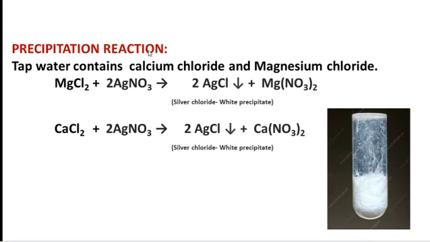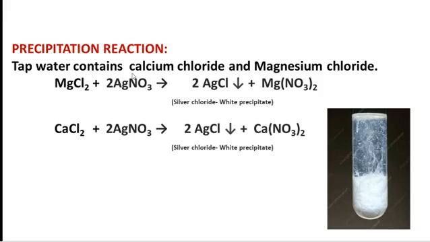A precipitation reaction. Tap water contains calcium chloride, CaCl2, and magnesium chloride, MgCl2. Both calcium chloride and magnesium chloride reacted with silver nitrate. What is the product? What do you observe in the test tube? This is the precipitate, silver chloride. A precipitate is formed. The downward arrow mark indicates a precipitate is formed. This is the formation of silver chloride.